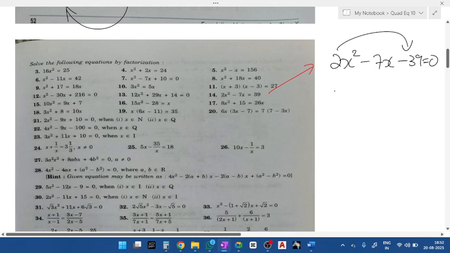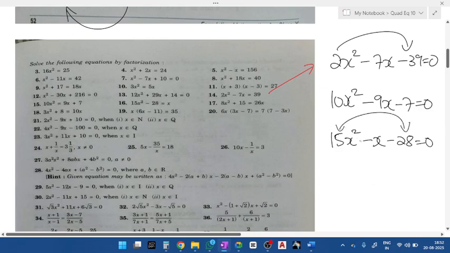15th one. How should I write the equation? 10x square. 15th question. Minus 9x is equals to 0. Okay. Even this is same. Easy concept. 16th question. What about 16th? 15x square. Next. Not plus x. How can it be minus x minus equal to 0? Say multiply 15 into 8. You'll get factors.